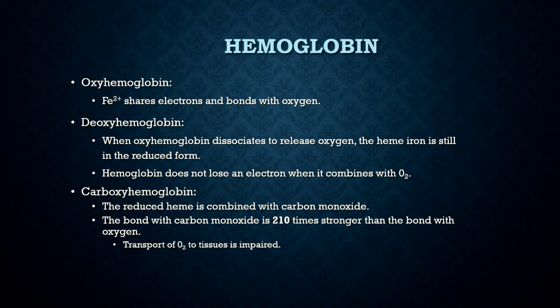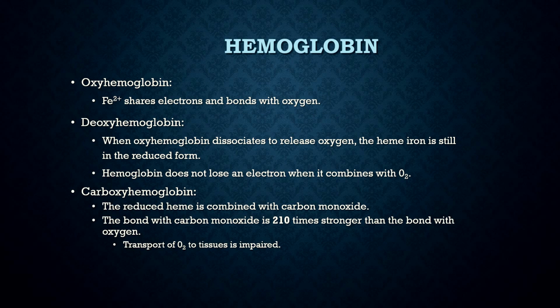Forms, either oxyhemoglobin or deoxyhemoglobin. So oxyhemoglobin, this is when the iron shares the electrons and is able then to bind with oxygen. Deoxyhemoglobin is the reduced form of hemoglobin, and so this is when the oxyhemoglobin has dissociated and released oxygen and the heme iron is still in the reduced form. The hemoglobin does not lose an electron when it combines with oxygen and is not oxidized.